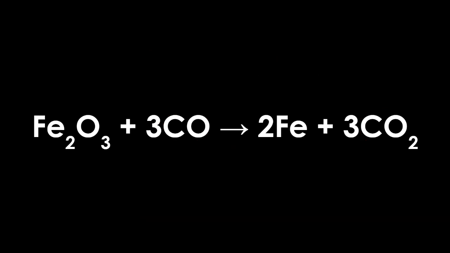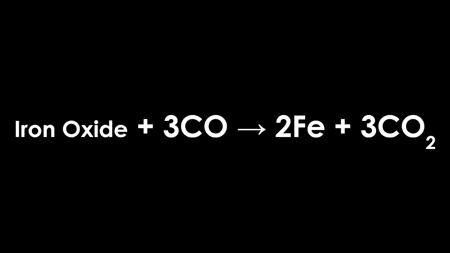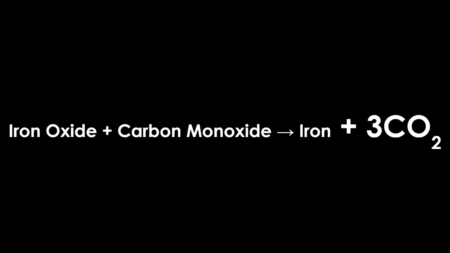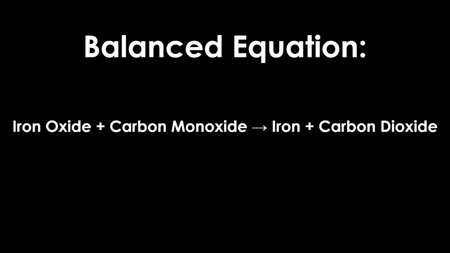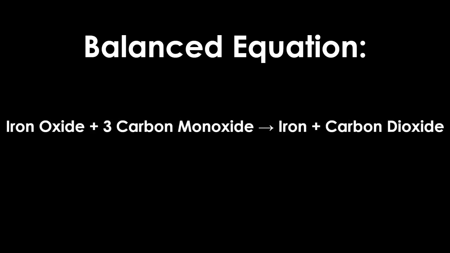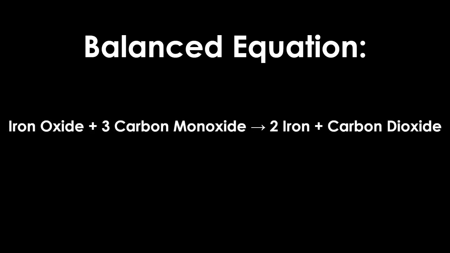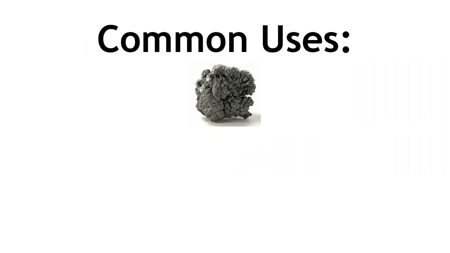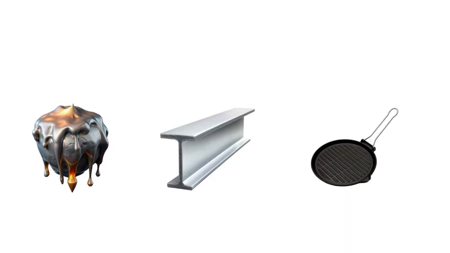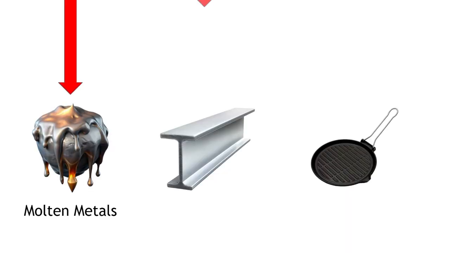The reaction equation for this is iron oxide plus carbon monoxide to iron plus carbon dioxide. Alternatively, the balanced equation for this is iron oxide plus 3 carbon monoxide to 2 iron plus 3 carbon dioxide. And here we get to the common uses, which include smelting ores to produce molten metals, steel, and pig iron.